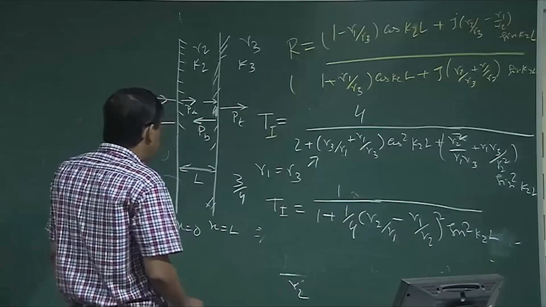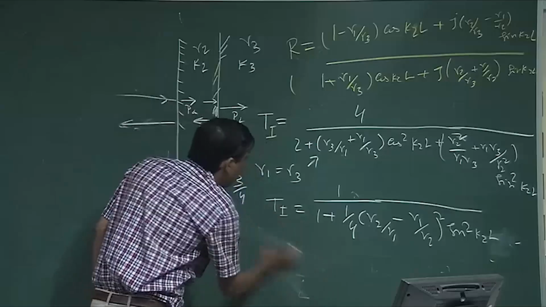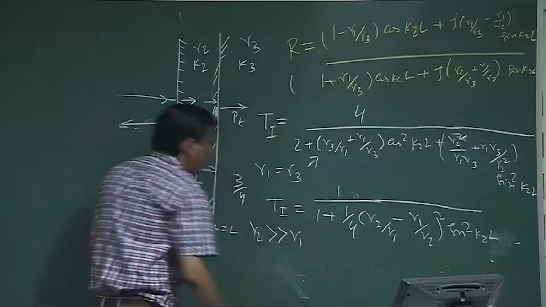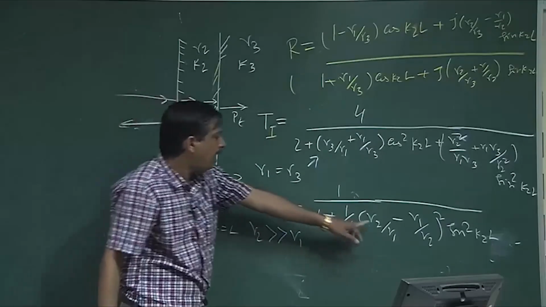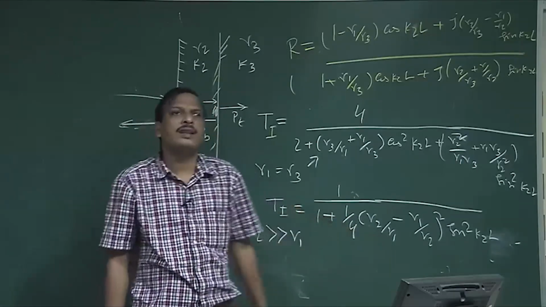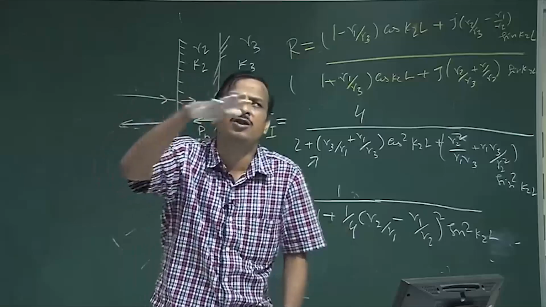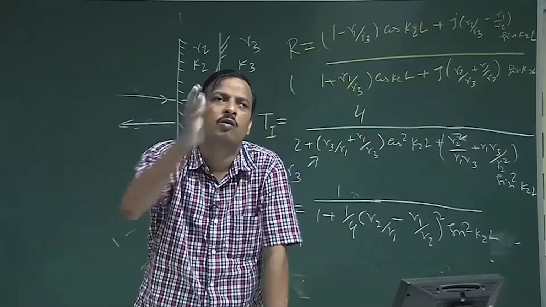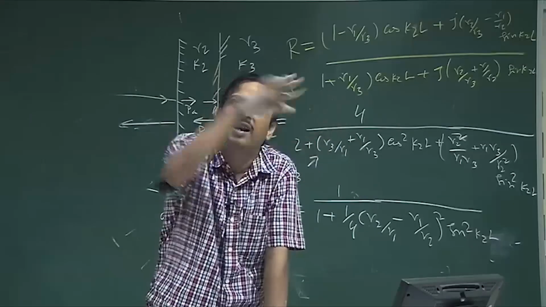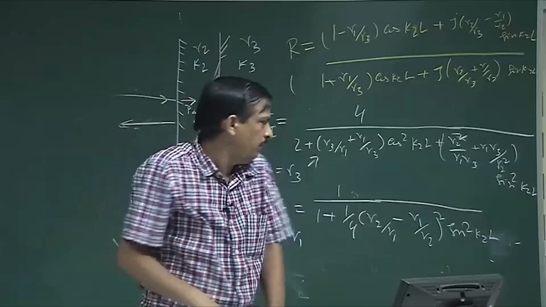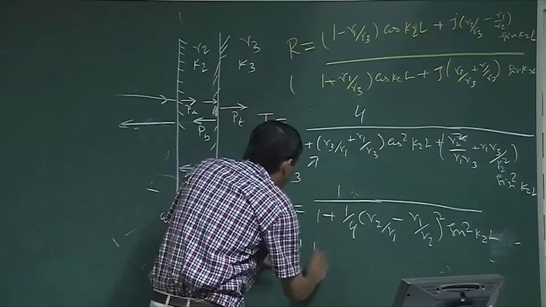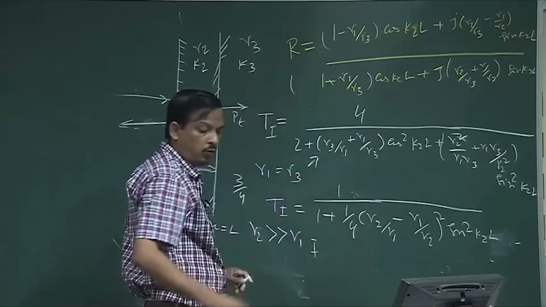Now, in this equation, if I say that R2 is much greater than R1, what is the physical meaning? It is the acoustic impedance of the air compared to the solid wall. The solid wall, R2, has a much higher impedance than the acoustic impedance of the air. In that case, when R2 is much greater than R1, it will be simplified again.